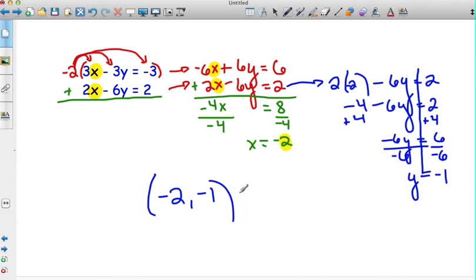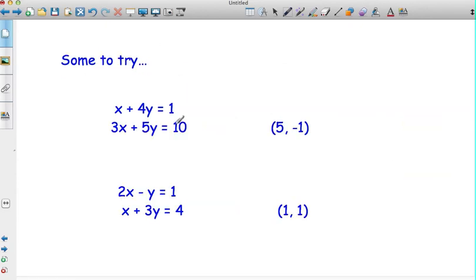What we'll talk about, too, is that I chose to eliminate the y's. We'll talk about a special case tomorrow, in that, is there a way that we could actually eliminate the x's instead? And you'll see that there is a way to do that, but we don't need to worry about that tonight. I have a few more if you wanted to give these ones a shot here.